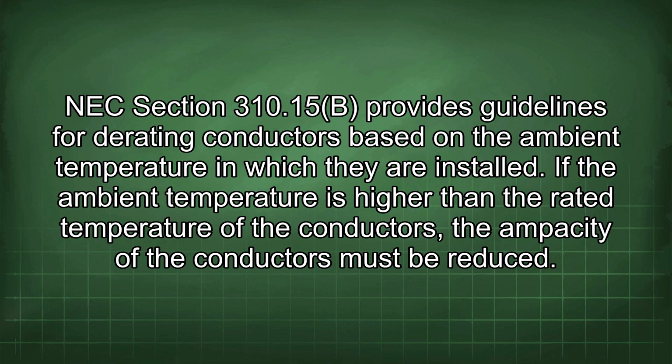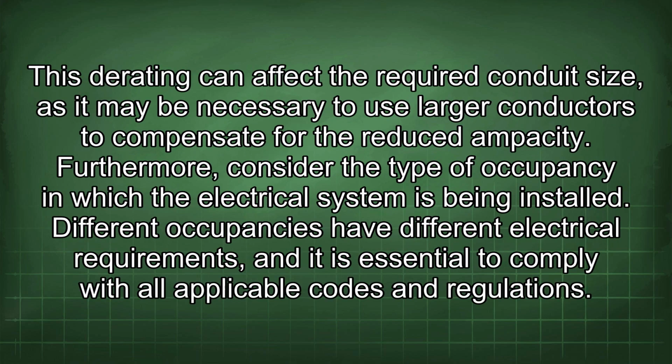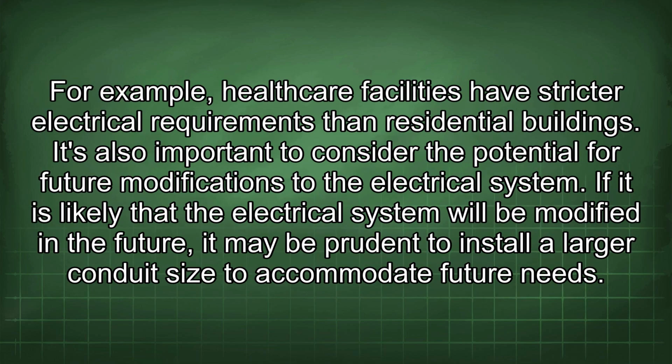If the ambient temperature is higher than the rated temperature of the conductors, the ampacity of the conductors must be reduced. This derating can affect the required conduit size, as it may be necessary to use larger conductors to compensate for the reduced ampacity. Furthermore, consider the type of occupancy in which the electrical system is being installed. Different occupancies have different electrical requirements, and it is essential to comply with all applicable codes and regulations. For example, healthcare facilities have stricter electrical requirements than residential buildings.